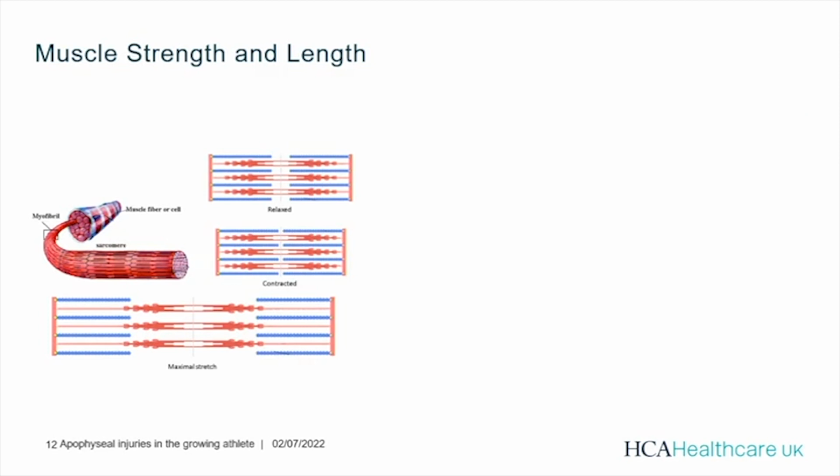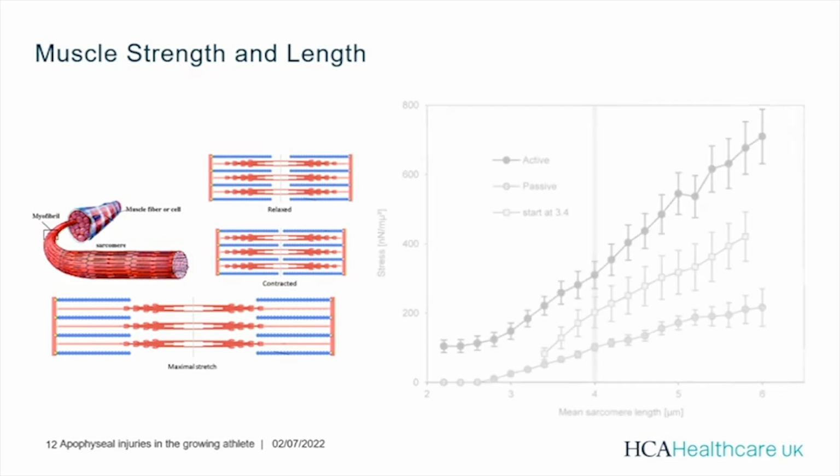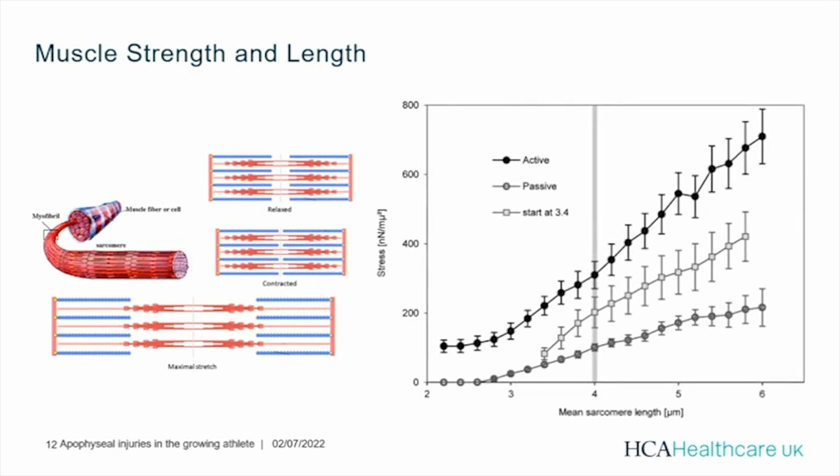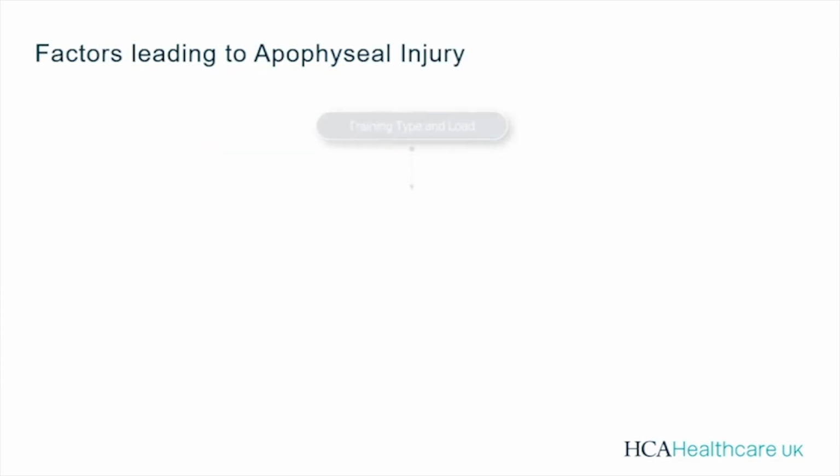Why is that important? If we just take you back to a bit of muscle physiology, we know that when the sarcomere, so the muscle fibre, is at maximal stretch, actually we get more stress and tensile strength through the muscle. So the longer and stronger the muscle, the better. So it's really important to get that concept across.